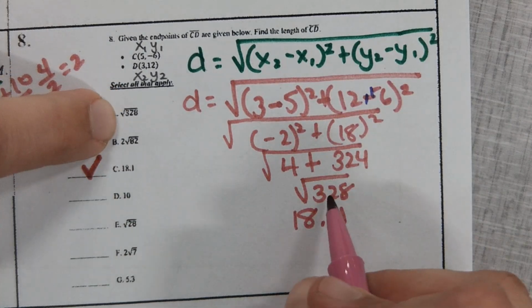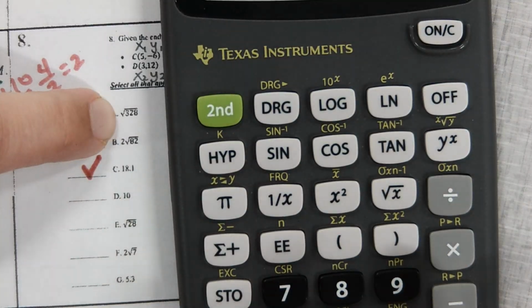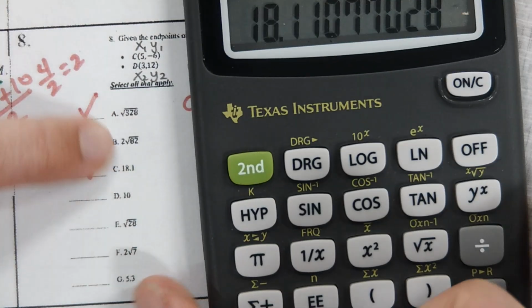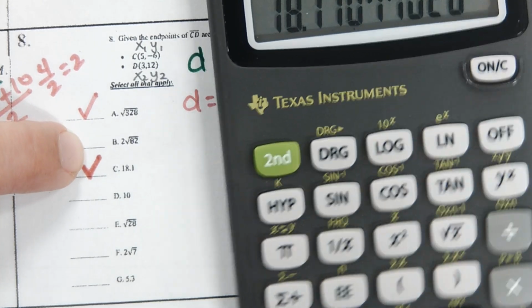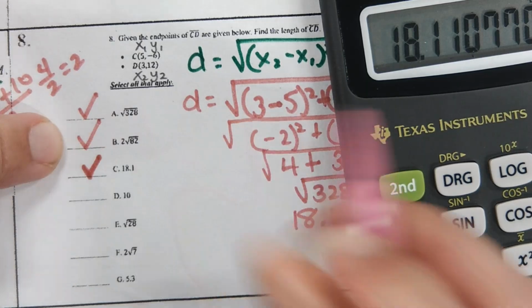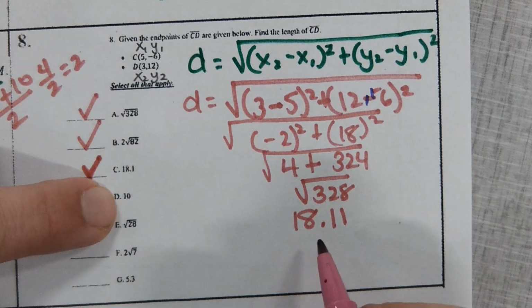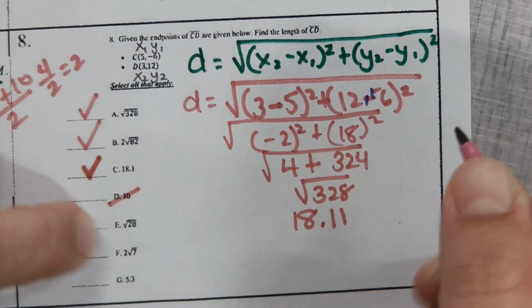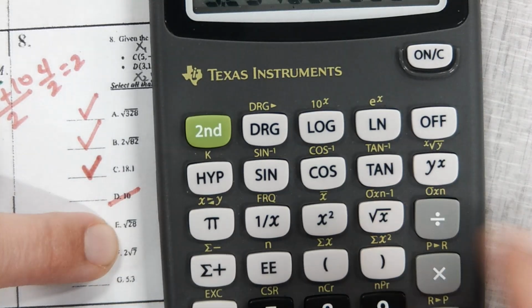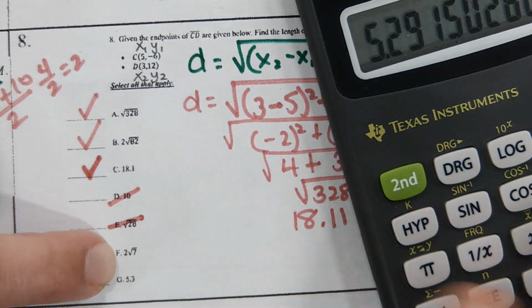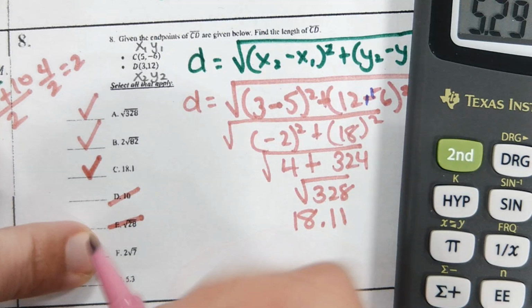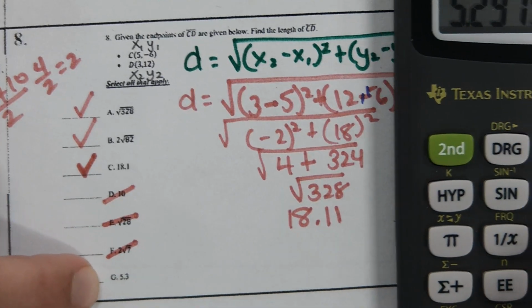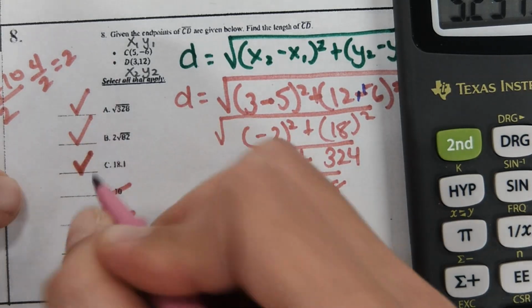So square root of 328, which is one of our answers, is probably going to work. But just to be sure, square root of 328, I get that same answer. So that's a correct answer. Then square root of 82 times 2, 18.11 again. So that works. Square root of 10, that is not equal to 18.1. No way. Square root of 28, not equal to 18.1. Square root of 7 times 2, nope. And then this, no. So it's just those three answers.